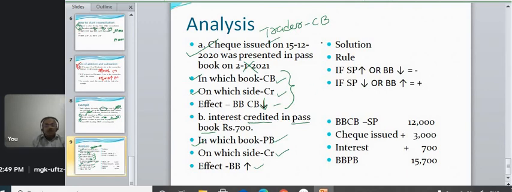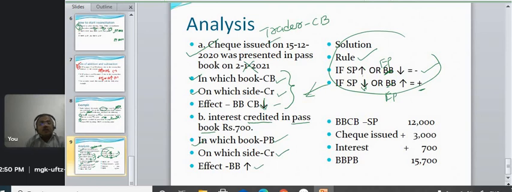When you analyze this much, then you have to apply the rule. What is the rule? If the starting point is more than the end point, then you have to subtract the reason. If the starting point is less or the end point is more, then you have to add the reason. Let's apply this rule for this analysis.